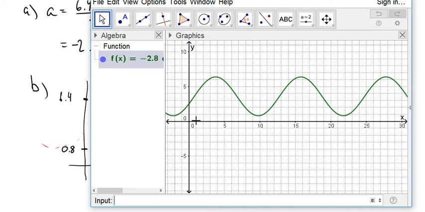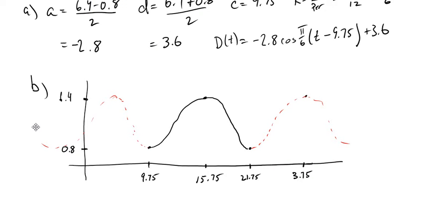That looks, this is 1, 2, 3, 4, 5, 6. So just over 6 is the max. Just under 1 is the min. Looks about right. There's my beginning at 9:45. There's my maximum just after 1,500 hours, or at 3:45 is a max, and then repeats again. And we can see where there's the end of a day at 24 hours, and the next day would start, beginning obviously. So I think everything looks good to me.